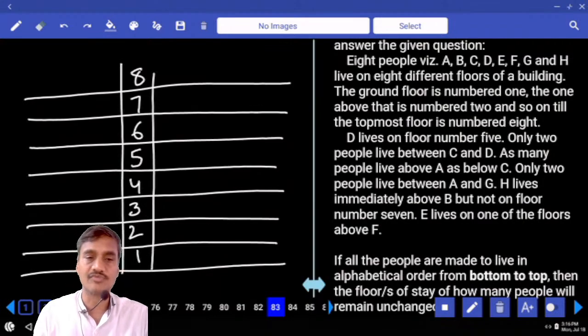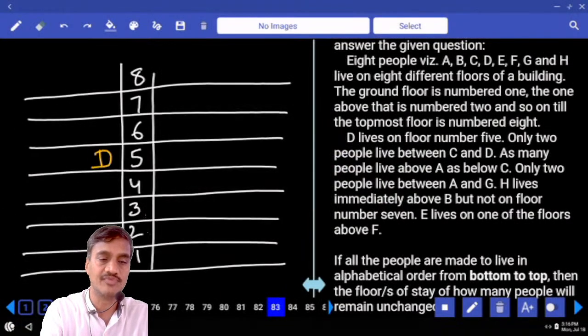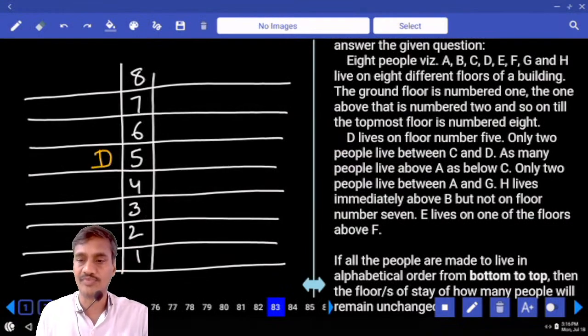Now D lives on floor number 5. Information clearly specified. D is on floor number 5. D lives on floor number 5. Only 2 people live between C and D.